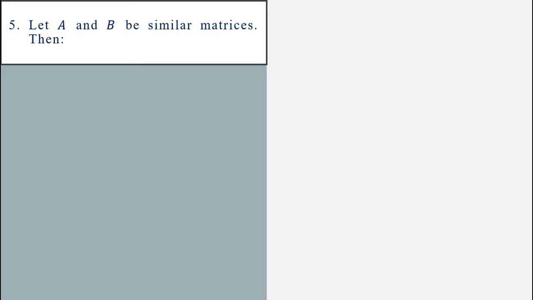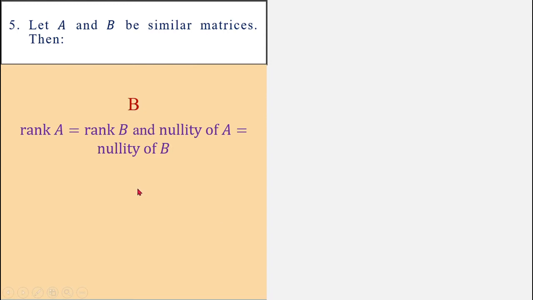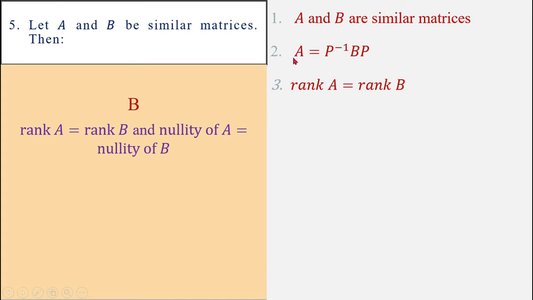The correct option is B, that is, rank A is equal to rank B and nullity of A is equal to nullity of B. As A and B are similar matrices, there exists an invertible matrix P such that A is equal to P inverse BP. So what we get? Rank of A is equal to rank of B.